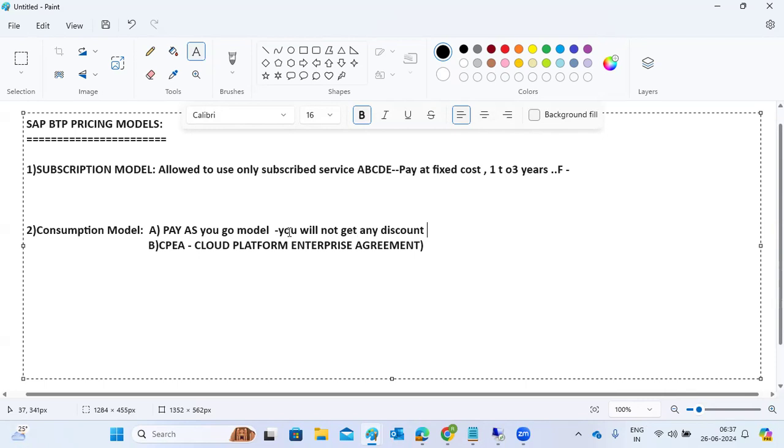If you go for the CPEA model, the enterprise agreement model, you will get more discount. You can use hundreds of present and future services. You will get the credits, top-ups, more cloud credits anytime.